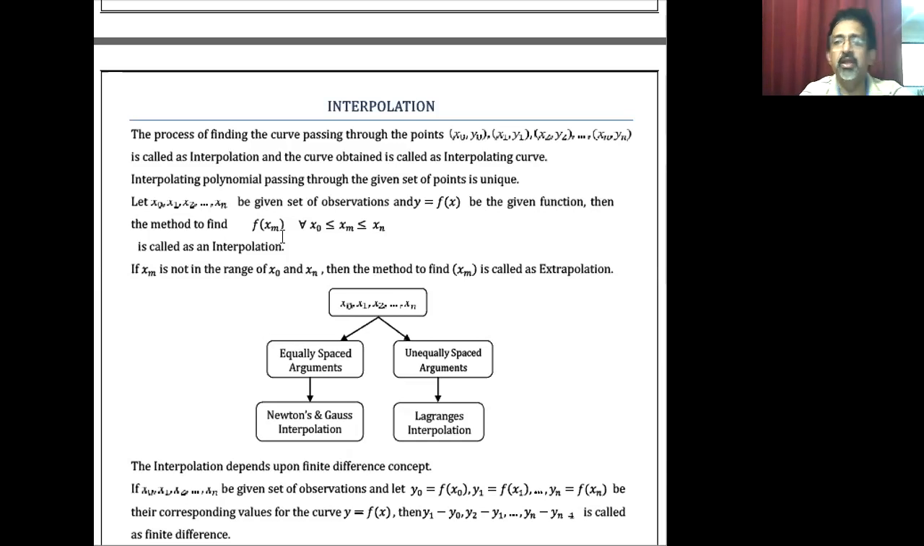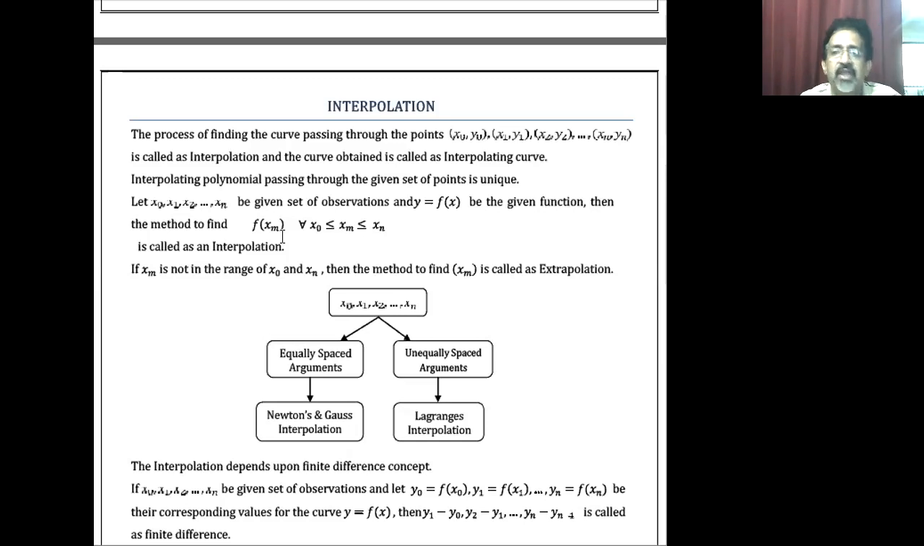Right. As I told you, we are studying four methods: Newton's forward difference method, Newton's backward difference method, Newton's divided difference method, and Lagrange's interpolation method. We categorize these broadly into two parts. We consider two possibilities here. x0 to xn, they are divided equally, right? Or they are not divided equally.